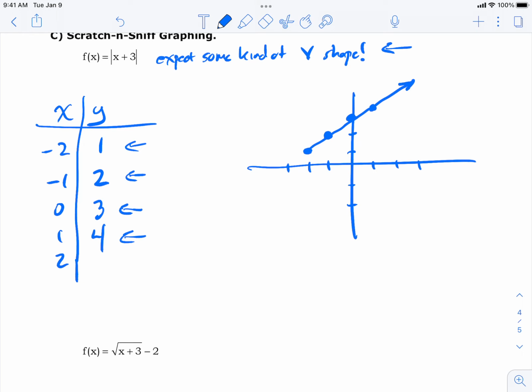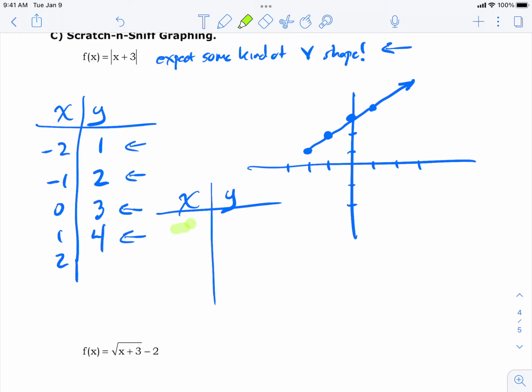But what you're not going to do is say, oh, it's a straight line, because you know better. You know better. It's an absolute value. You expect some kind of V shape. So we should keep scratching and sniffing, so to speak, going over here. Let's see what's happening if I plug in x values over there.